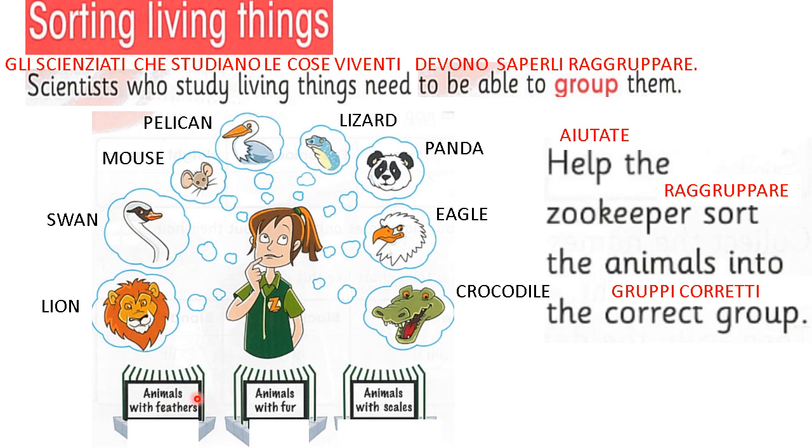The groups that the zookeeper wants to sort them into are animals with feathers, animals with fur, and animals with scales. Help the zookeeper make these 3 groups by drawing 3 Venn diagrams in your exercise book.